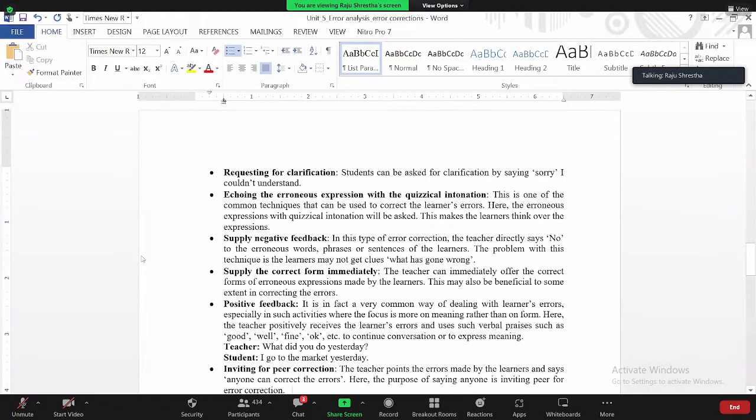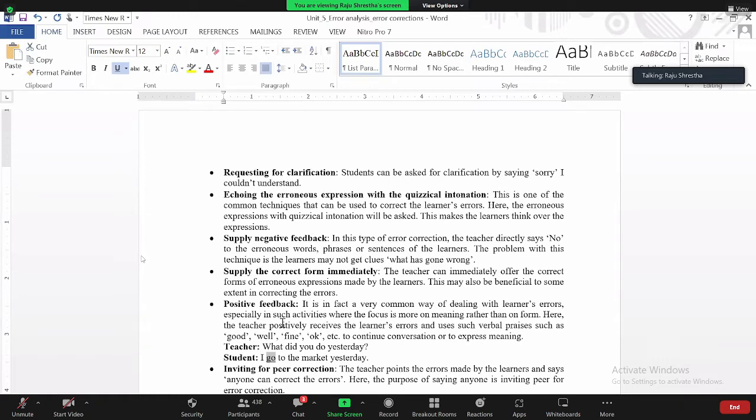Just for example, the teacher says, what did you do yesterday? I go to market yesterday. I go to market. So it should be, I went to market yesterday. So if someone said I go to market yesterday, this is fine, we understand.